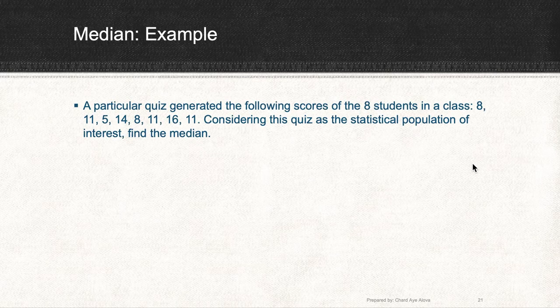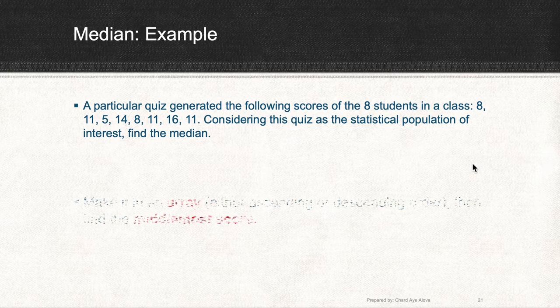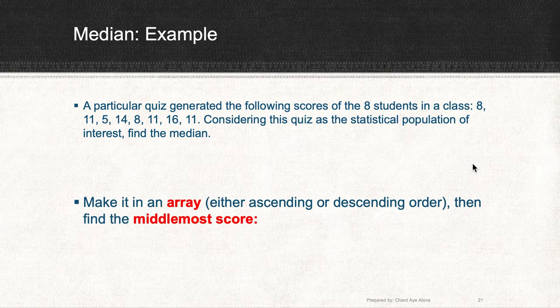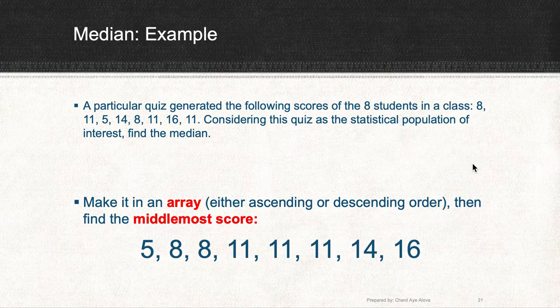As an example for the median, we're going to tap on the previous example that we have. First, we need to make sure that it's formed in an array, either ascending or descending order. The median is the middlemost score, and say we have 5, 8, 8, 11, 11, 11, 14, 16. It's already in an array, but we need to take the middlemost. Since there are 8 of them, they're even, so we need to get the fourth and the fifth numbers and get the average of these two numbers. That's obvious since they're both the same: 11 plus 11 divided by 2 is 11. So our median here, everyone, is equal to 11.